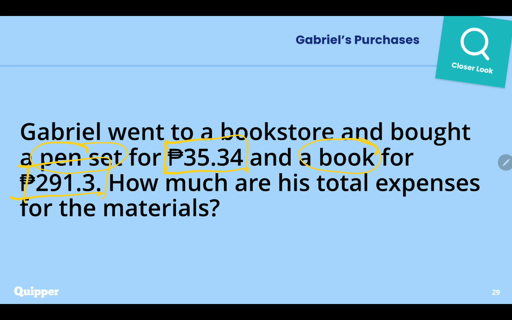The next one, ano yung hinahanap sa problem? How much are his total expenses for the materials? So, ibig sabihin, magkano yung nagastos ni Gabriel? So, on this problem, it involves addition since we are asking for the totality or the sum of his expenses. So, just write the given, 35.34. We have your 35.34, that is the price of a pen.